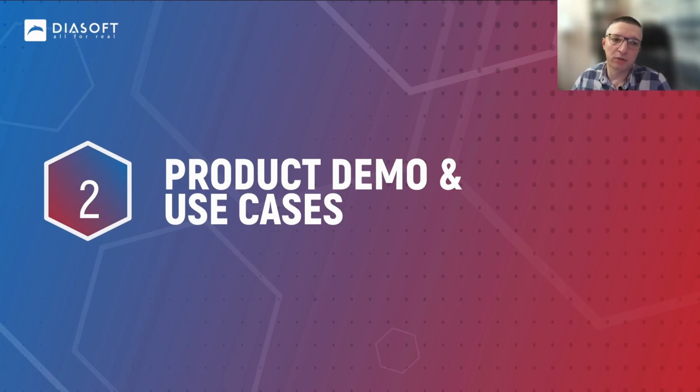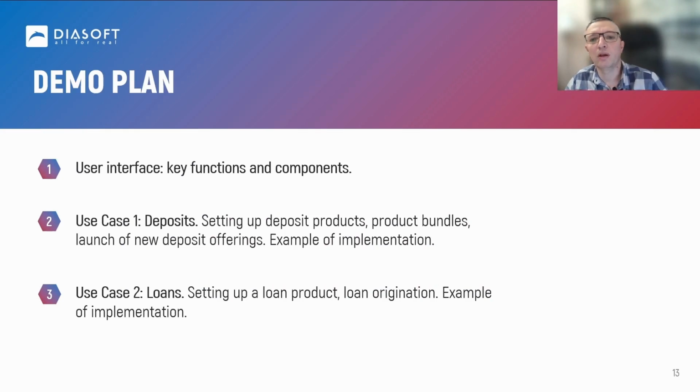Now let's get into a product demo and use cases. In this demo, I will try to stick to the following plan. I will review the interface of Product Factory and its core elements. I will also show you a product customized in Product Factory, how we can create it, configure it, and control its versioning. I will also demonstrate how we can connect additional services and special offers to the product.